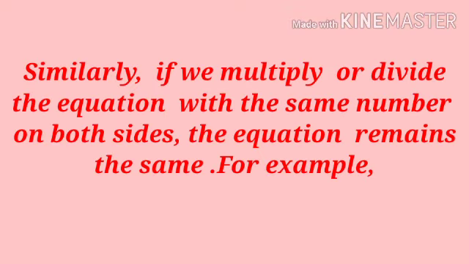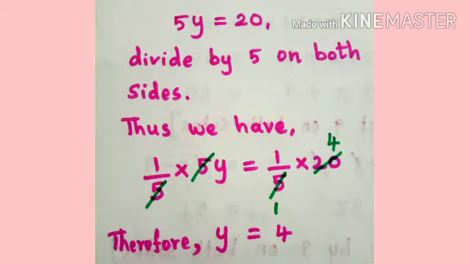Similarly, if we multiply or divide the equation with the same number on both sides, the equation remains the same. For example, students, to solve the equation 5y equal to 20, to get y on the right hand side alone, we have to divide 5 on both sides. What we are doing on left hand side, we have to do the same thing on right hand side.